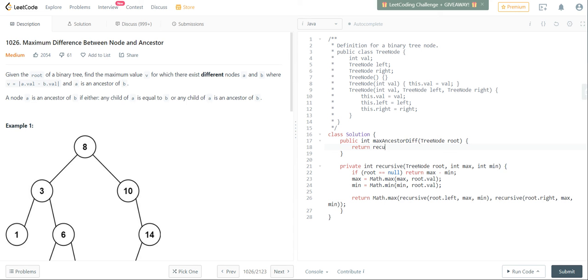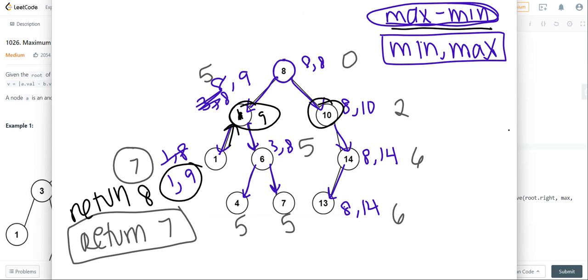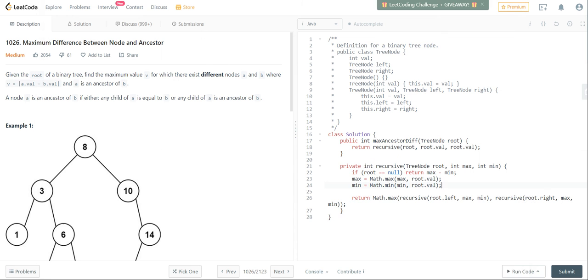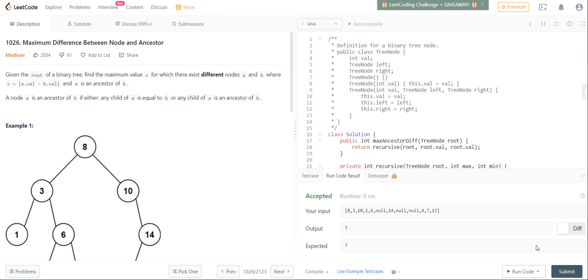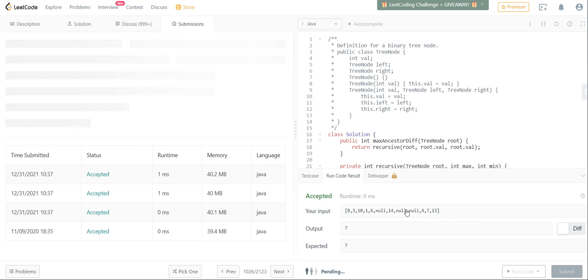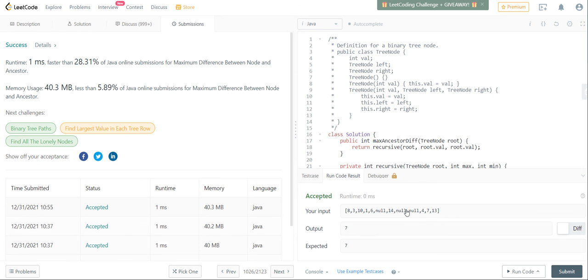And then here you just return recursive of root, and then we can just say root.val for both of these, like we did at the beginning here, 8 and 8. If you run the code, you can see that it's accepted with the normal test case. We can submit it, and you notice that we get the right answer.